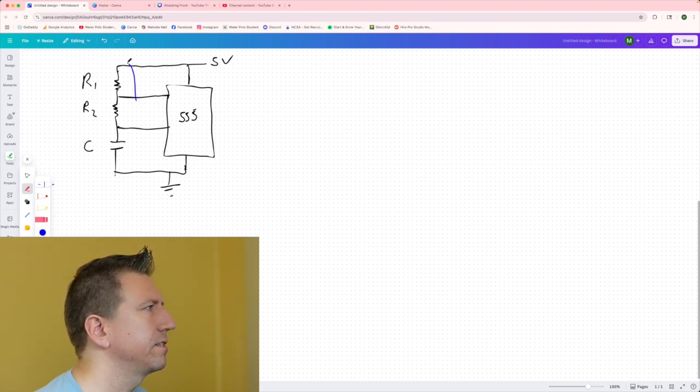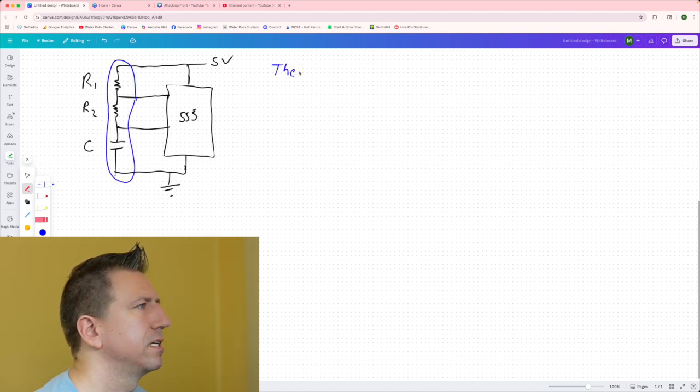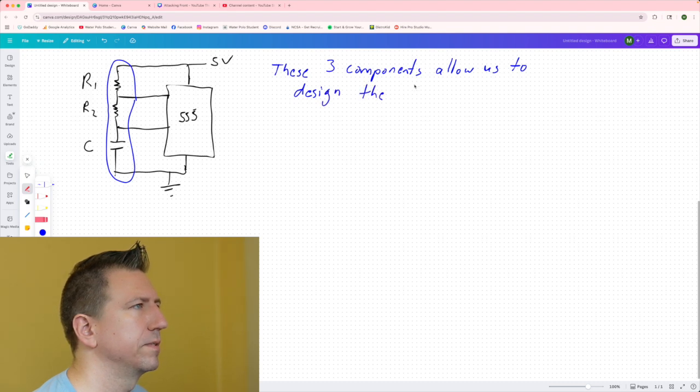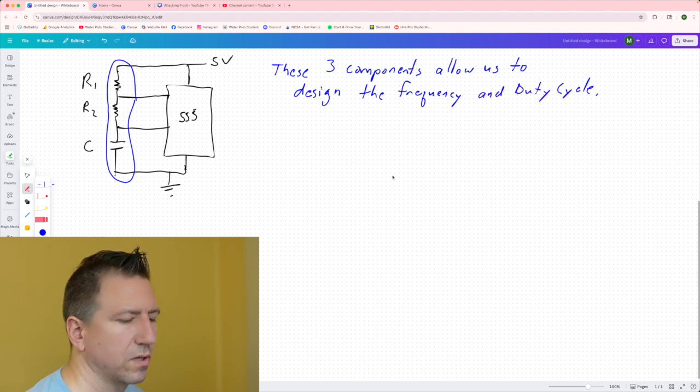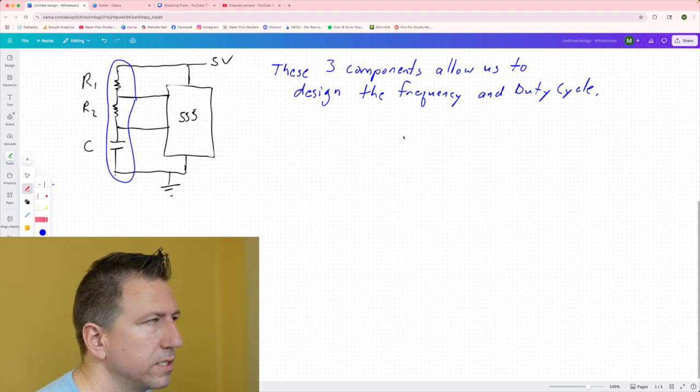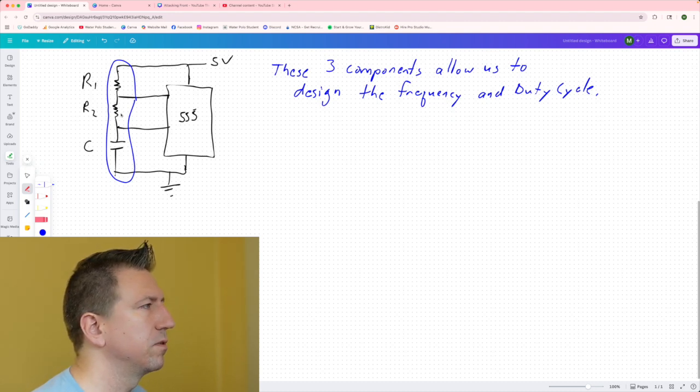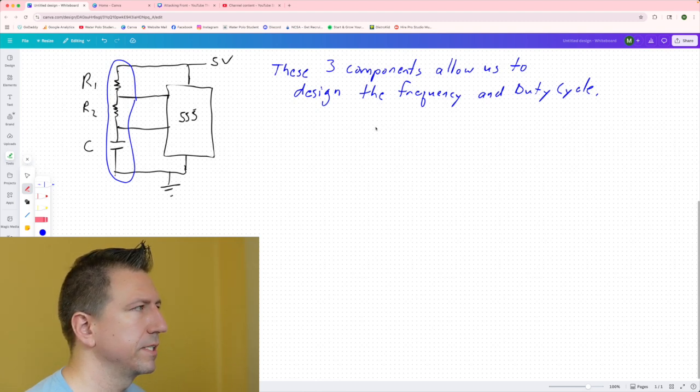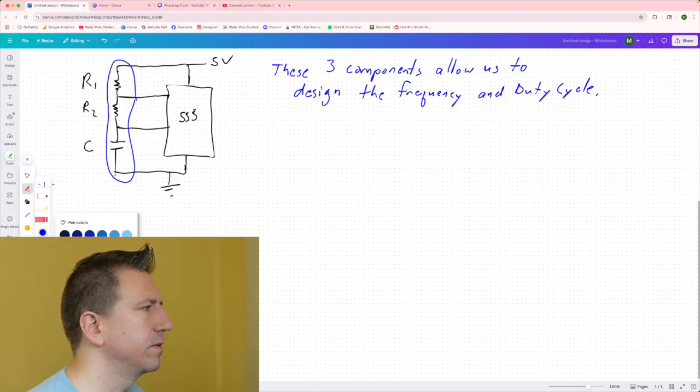If I look at these 3 components, these 3 components allow us to design and choose the frequency and the duty cycle. Okay, so that's what we're looking at when we do this. We get to choose the values for R1, R2, and C, and that will get us the frequency and duty cycle. So let's look at the design equations.